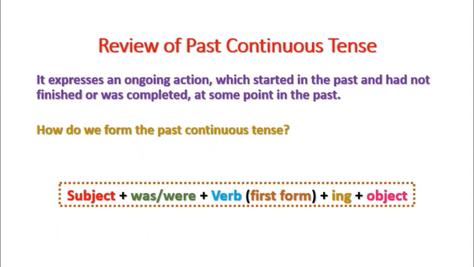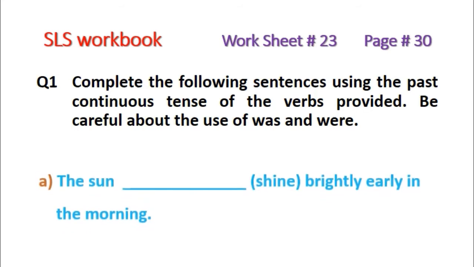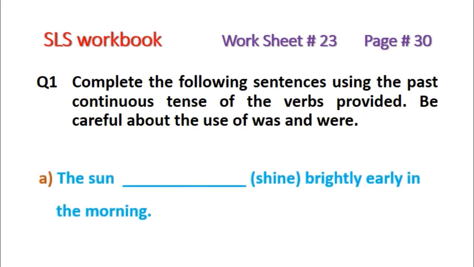Are you ready? Students, let's take a short review of past continuous tense. It expresses an ongoing action which started in the past and had not finished, or was in progress at some point in the past. How do we form the past continuous tense? Subject plus helping verb was or were plus verb first form plus ing plus object. Now I'm sure the concept of past continuous tense is clear to you.